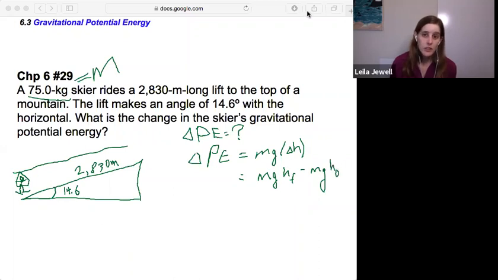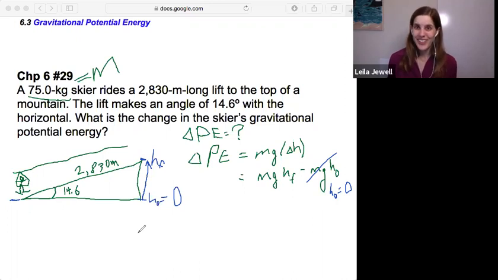And if we set our initial height as being equal to 0, then the second term just goes away because h initial is equal to 0. So all that we care about then is the final height, which would be at the top of our triangle and measured relative to the initial height. That's the other side of this triangle, right? The height of the triangle. So we know the mass, we know g is our constant, 9.8 meters per second squared. What is our h final? That's where we're going to need some trigonometry to help us out.